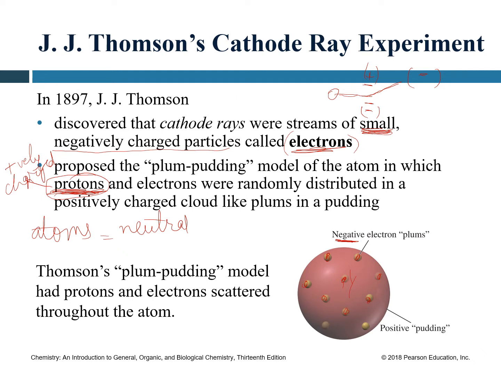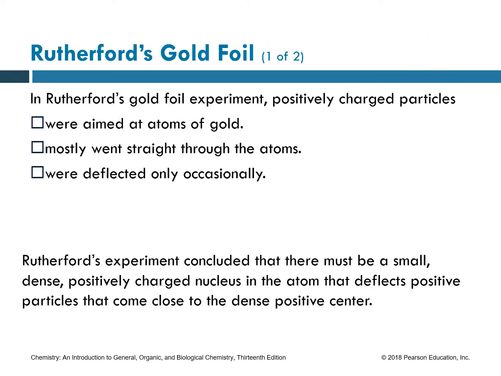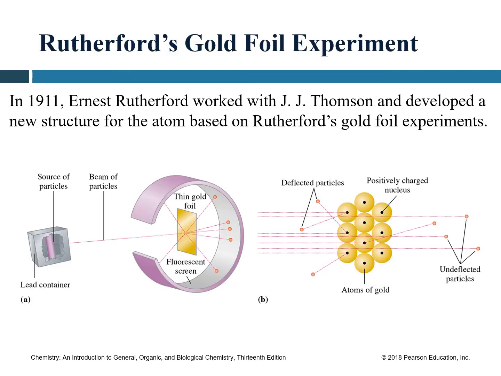And now to confirm this theory, Rutherford did a few experiments along with Thomson, and these experiments are referred to as the gold foil experiment. So what he did here is essentially he had a beam of positively charged particles. He took this and he tried to pass them through a very thin foil of gold.